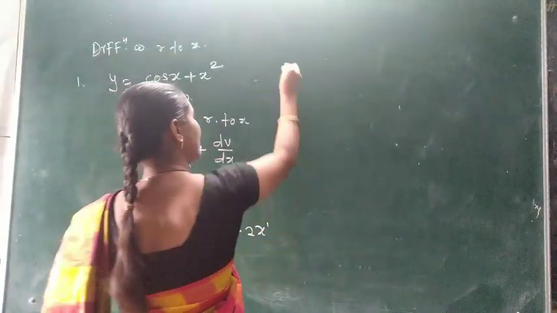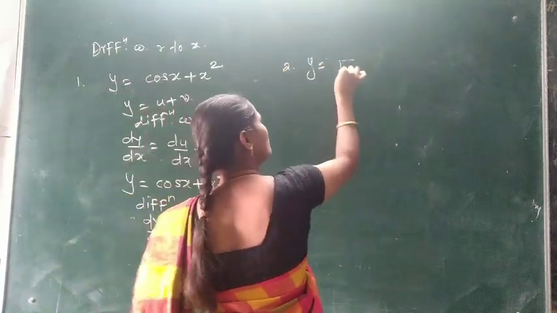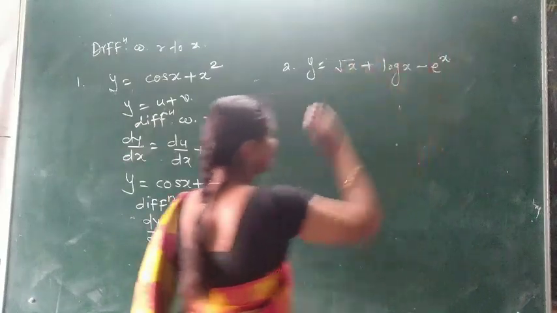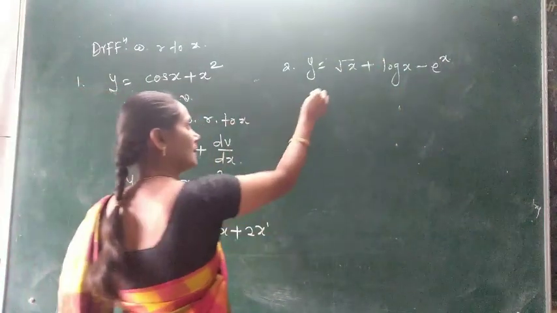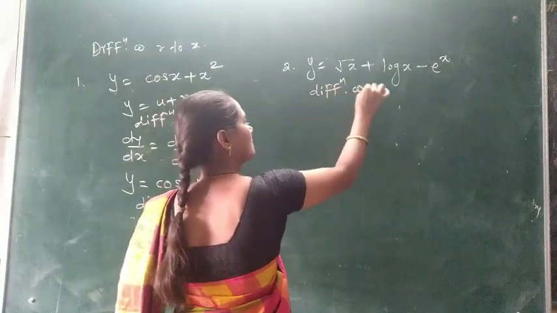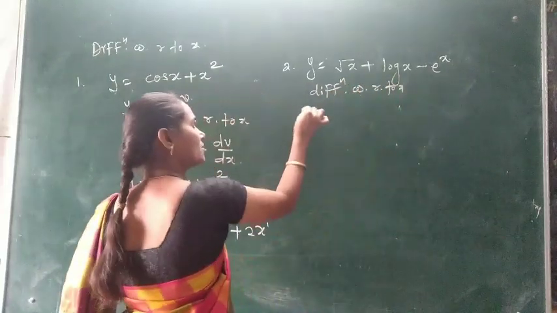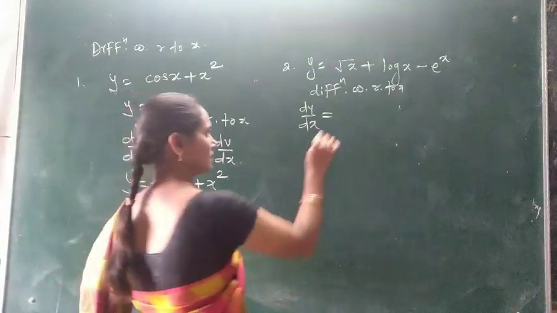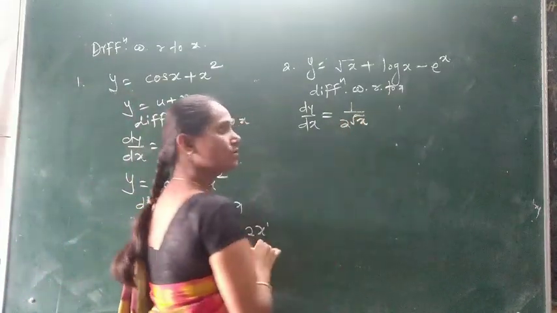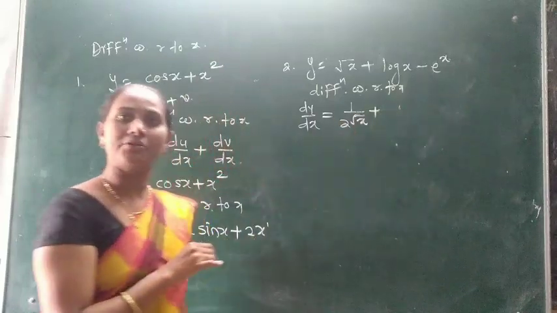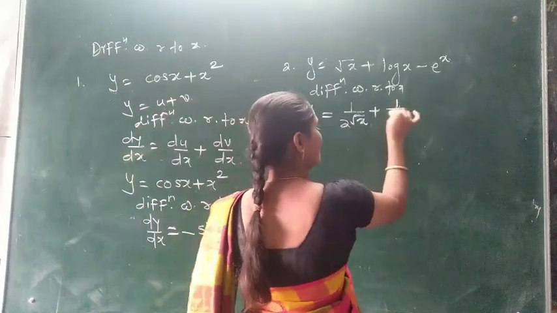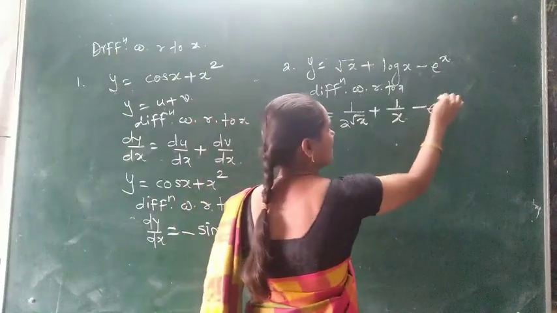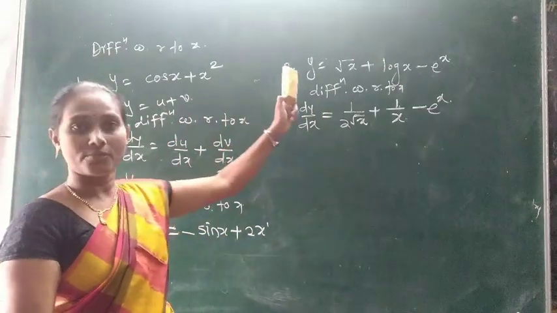Next one, second, if y is equal to root x plus log x minus e raised to x. Again, these are functions of x. So differentiate with respect to x. So derivative of y, dy upon dx is equal to derivative of root x is 1 upon 2 root x, plus sign as it is. Now what is derivative of log x? That is 1 upon x. Next, minus sign as it is. Again derivative of e raised to x, which is e raised to x. That is the derivative of this function.